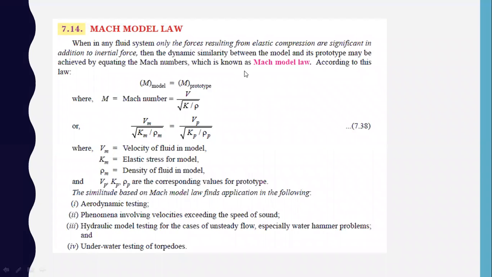The next and last one is the Mach model law. When in any fluid system, only the forces resulting from elastic compression are significant in addition to inertia force, then the dynamic similarity between the model and its prototype may be achieved by equating the Mach numbers, which is known as the Mach model law. So, likewise the previous ones, the Mach number of the model will be equal to the Mach number of the prototype. The Mach number formula will be velocity divided by root of k divided by rho.